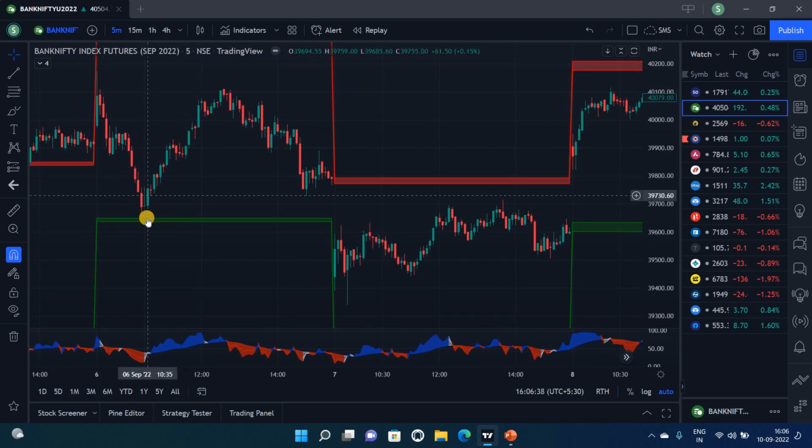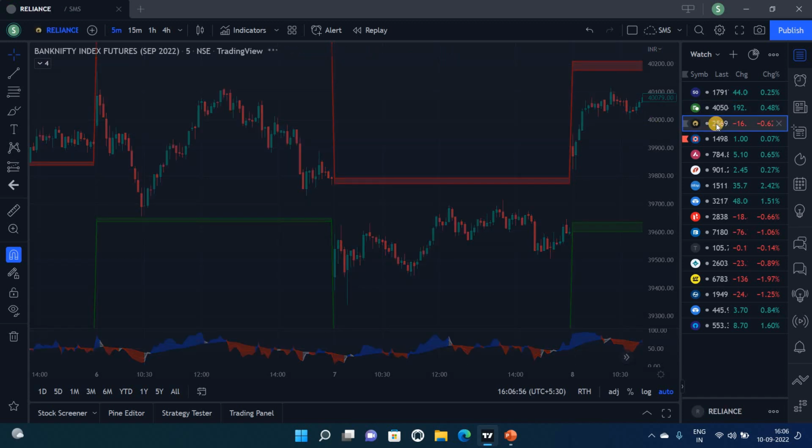This is the 6th of September, and see how beautifully it took the support. People might have shorted here and got lost. That's it. And see the momentum. Similarly, this works well with stocks also, as well as the indices, of course, Nifty and Bank Nifty. Apart from that, stocks. Let's see Reliance.